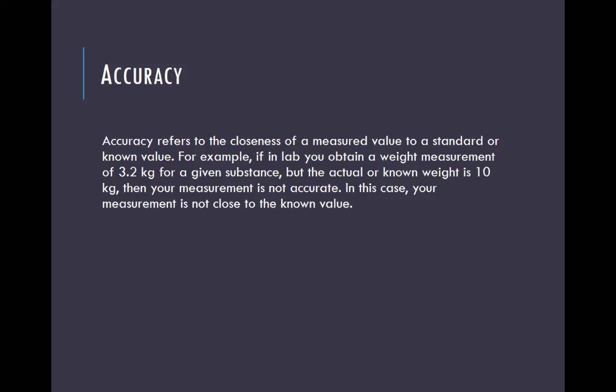If you're in a lab and you obtain a weight measurement of 3.2 kilograms for a given substance, but the actual or known weight for that substance is 10 kilograms, your measurement's not very accurate. In this case, your measurement was not close to the known value. But if we had a known weight of 10 kilograms and you got 9.8 kilograms, that's far more accurate than the 3.2 from our first measurement.